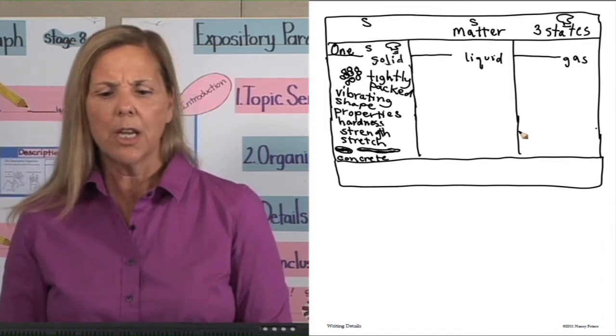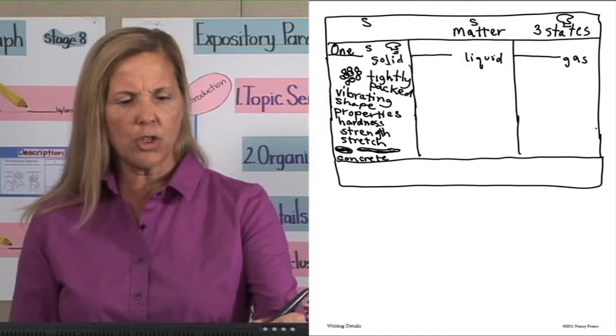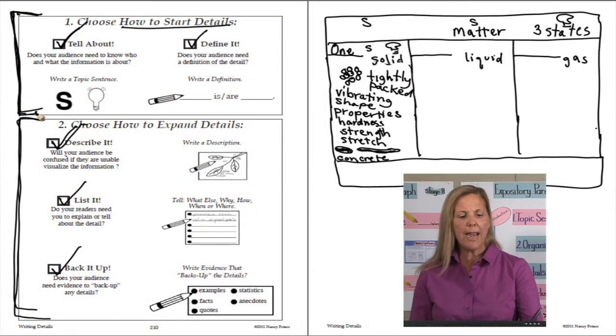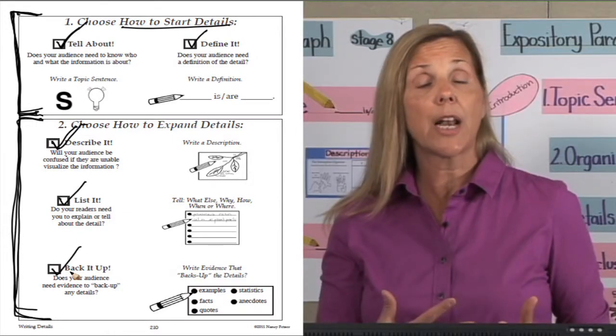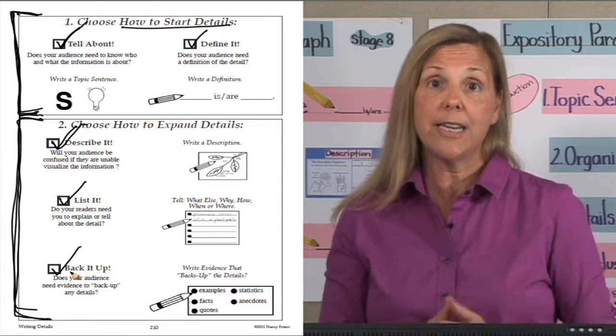So notice, let's go back to our page on 210. Notice what we have is our starting topic sentence, and then you have to decide what you need to add to these sentences. Do I need to describe, tell more about, list, or back it up? Let's look at my hand signals that I can use when I'm writing my details.